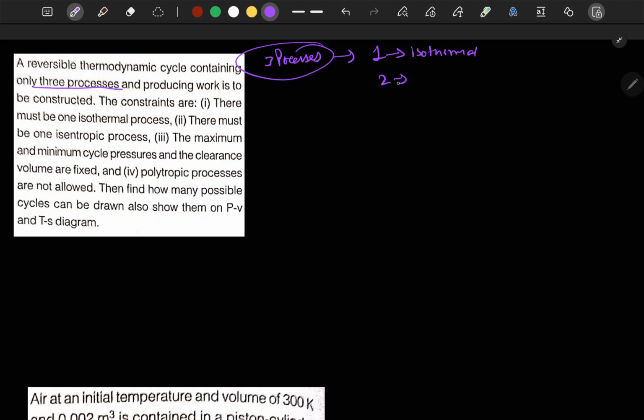The first process is isothermal. Second, they must be isentropic. Third, the maximum and minimum cycle pressure and clearance volume are fixed. Fourth, polytropic processes are not allowed.